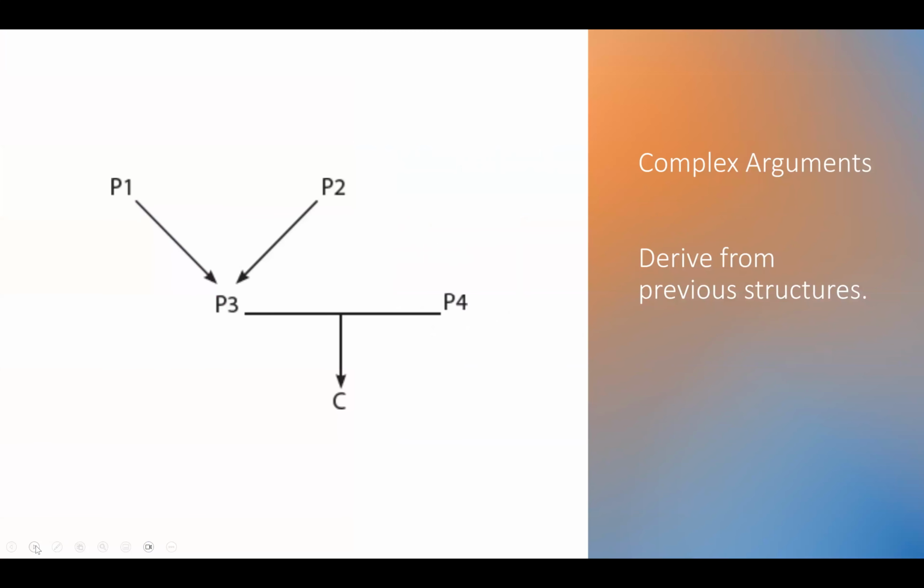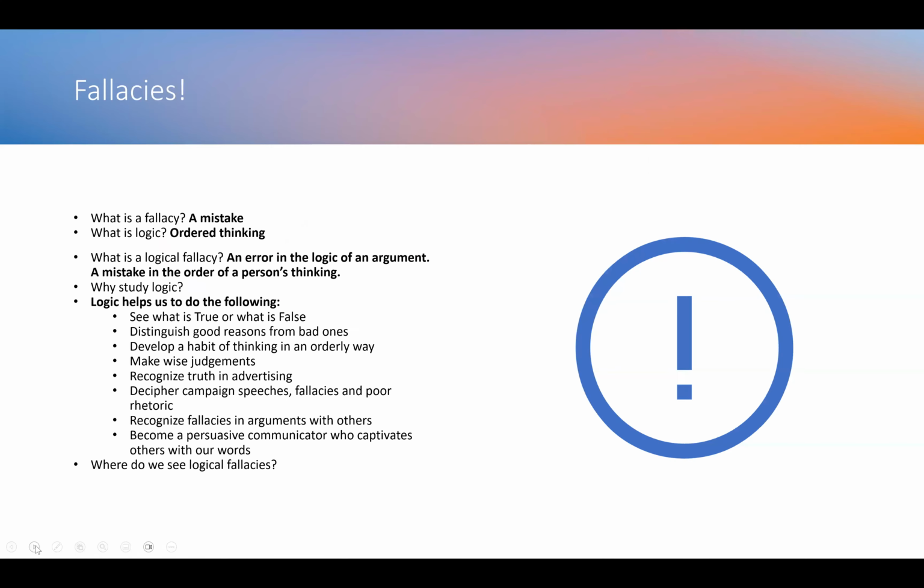The fourth kind of argument in our course is a complex argument, and these derive from previous structures. In this visual diagram, you can see that P1 and P2 are independent of each other, yet they support premise 3. Premise 3 and premise 4 are needed dependently of each other to arrive at a conclusion.